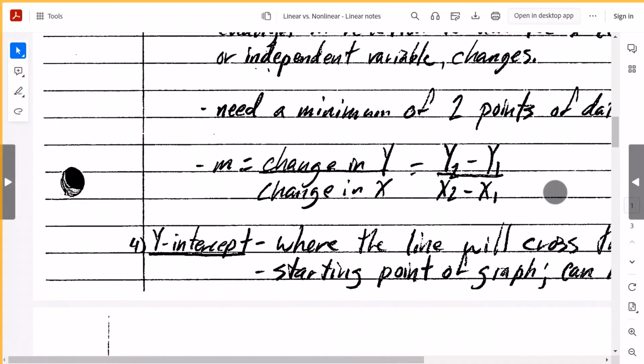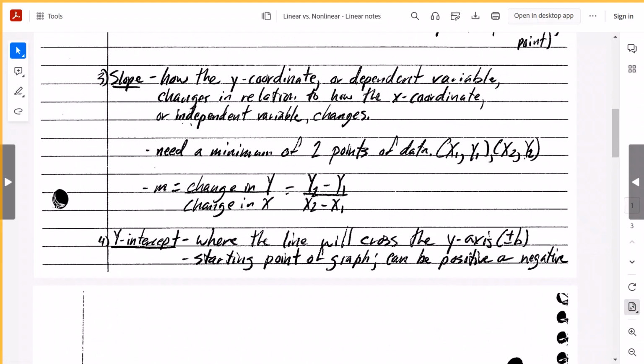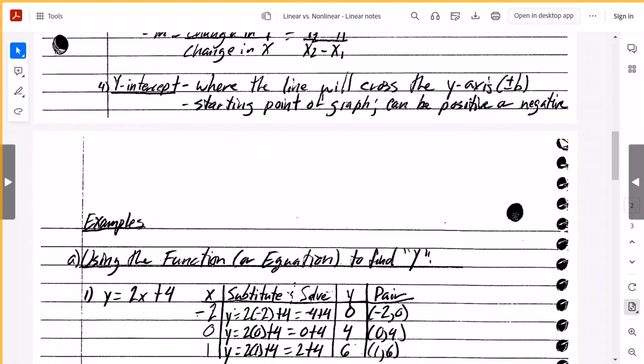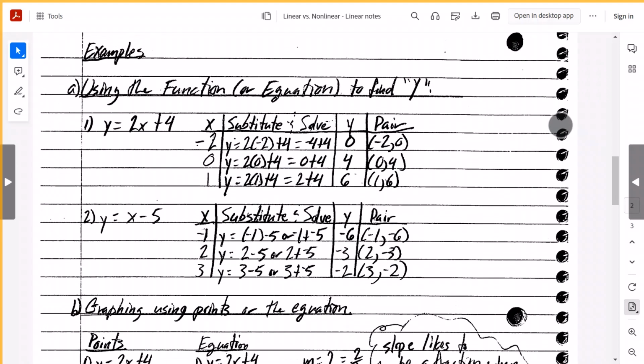Okay. And again, the y-intercept is where the line will cross the y-axis. It's the starting point of your graph, and it can be positive or negative. So if I were making you graph this out by hand and turn it in, like if we didn't use Moodle to check our stuff, then you would always mark the y-intercept first and then follow the slope to the second point. So here's some examples of how this works, okay?